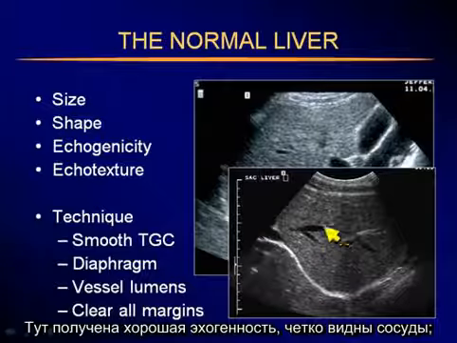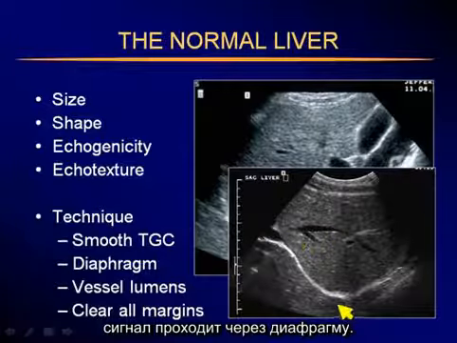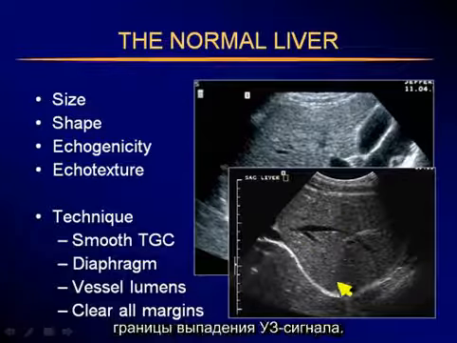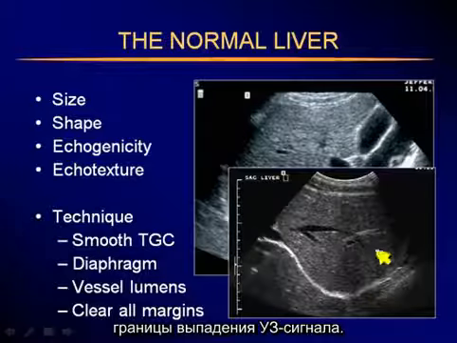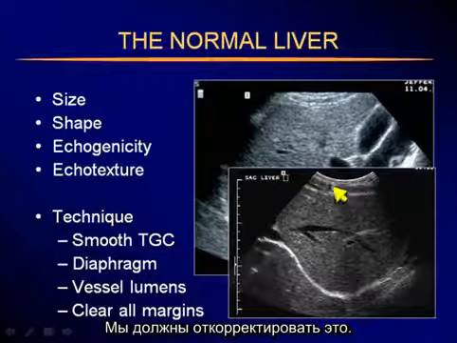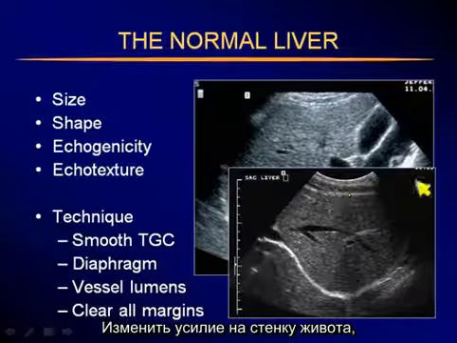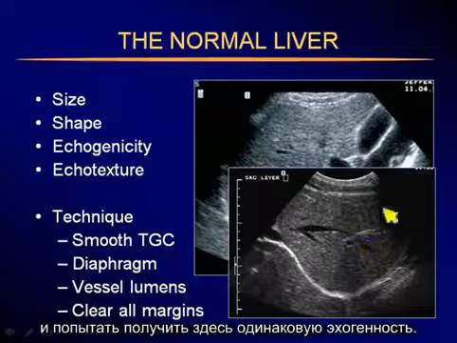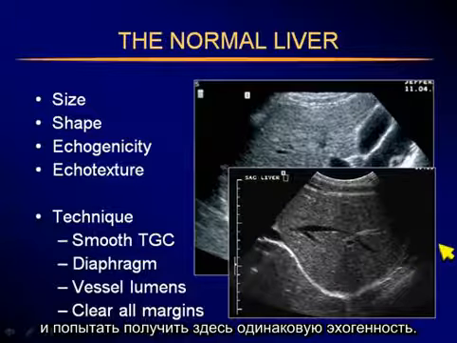We have nice echogenicity, clear vessels. We get through to the diaphragm. But here we seem to have some kind of division, some kind of dropout of sound. So we would have to correct that, either apply better pressure on the abdominal wall and try to even out the echogenicity here of the liver.